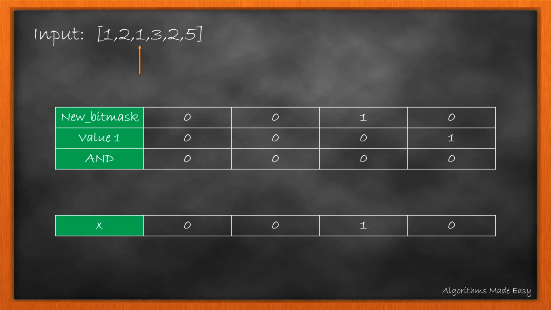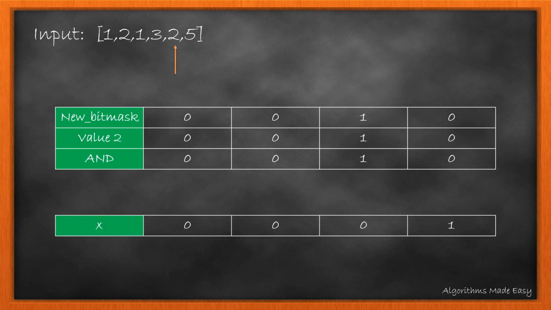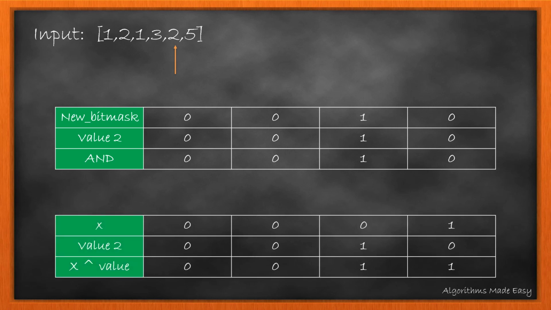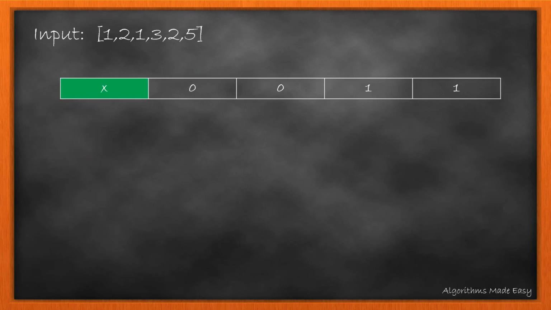Now again the result is 0, so we move ahead. Now as the result is greater than 0, we update x. As we encounter 2 again, the result is greater than 0. Now when we XOR x and value 2, it nullifies the previous 2 encountered and gives us 3. The last element 5 gives a result of 0 and this ends our loop. Now in x we have one of the two unique numbers. We need to find the second number. The second number will be nothing but x XOR bitmask.